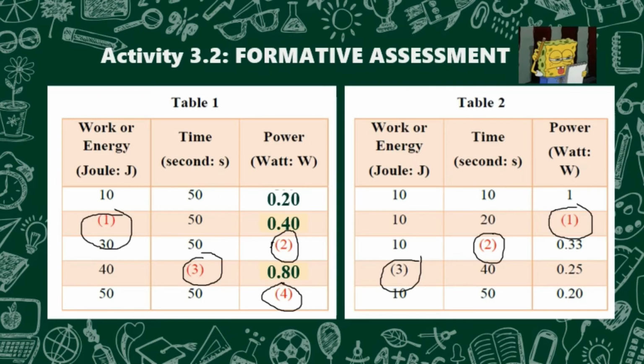Correct. Ita-times lang natin si time tsaka si power. So, let us multiply. 50 times 0.40. The answer is correct. 20. Very good. So, meron na tayong sagot sa 1. That is 20. How about for number 2? Okay, meron tayong given na work 30 at time na 50. So, what are we going to do for power? Of course, we will divide. We will divide work to time. So, 30 divided by 50.